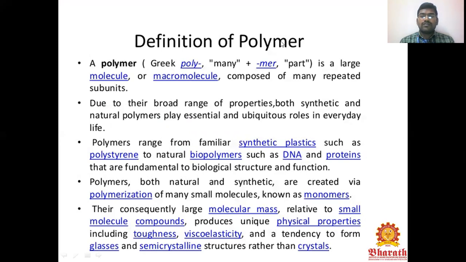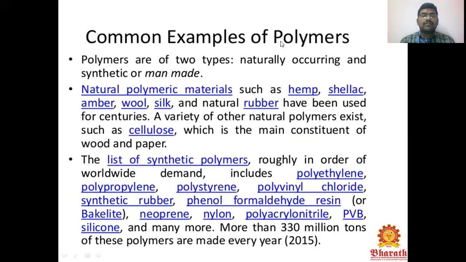Consequently, their large molecular mass relative to small molecule compounds produces unique physical properties, including toughness, viscoelasticity, and a tendency to form semi-crystalline structures rather than crystals. Now the common examples of polymers. Polymers are of two types: one is naturally occurring, and the other is synthetic or man-made.